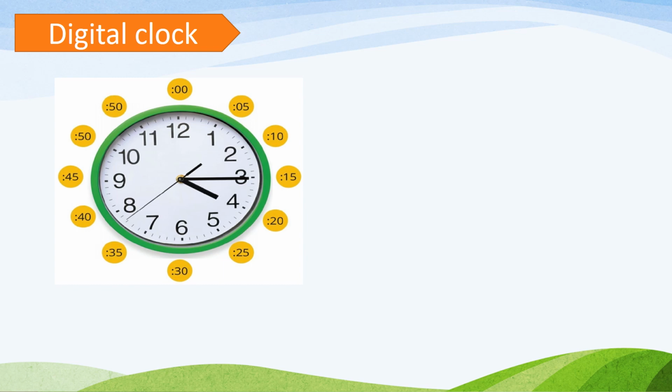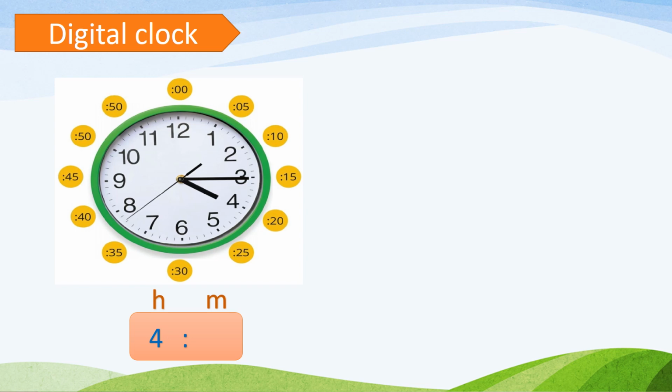Now digital clock. We know that digital clock has colon in the middle, hours in left, minutes in right. If we have this example, the short hand on 4, so we will write in hours 4. But the long hand on 3, how can we express? You should know that these numbers for the short hand only. We have another numbers for minutes.